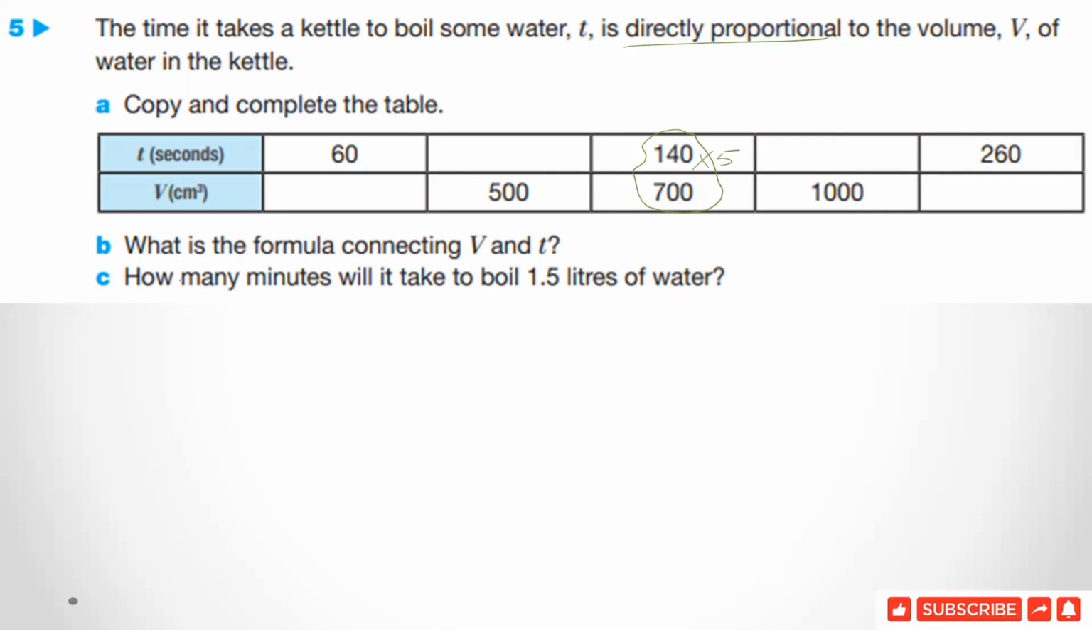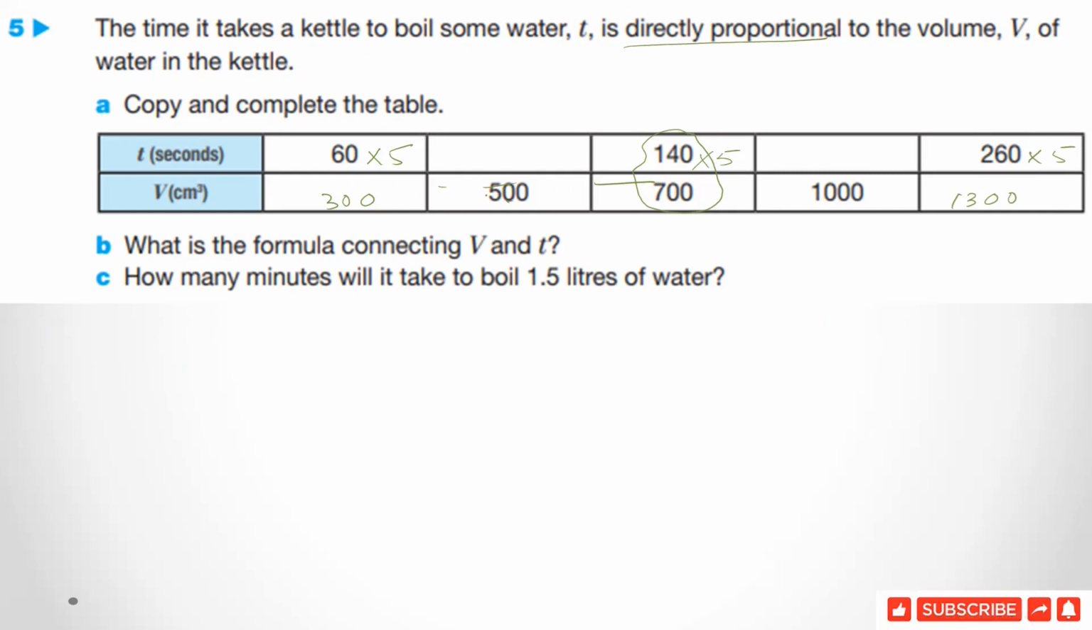Right? Because I know that this is directly proportional, if I multiply all the times by 5, I will get the answer. Okay, because all these quantities are directly proportional. So 60 times 5 is 300, and then 260 times 5 is 1300. You check with calculators, or if you get different answers, let me know in the comment box.